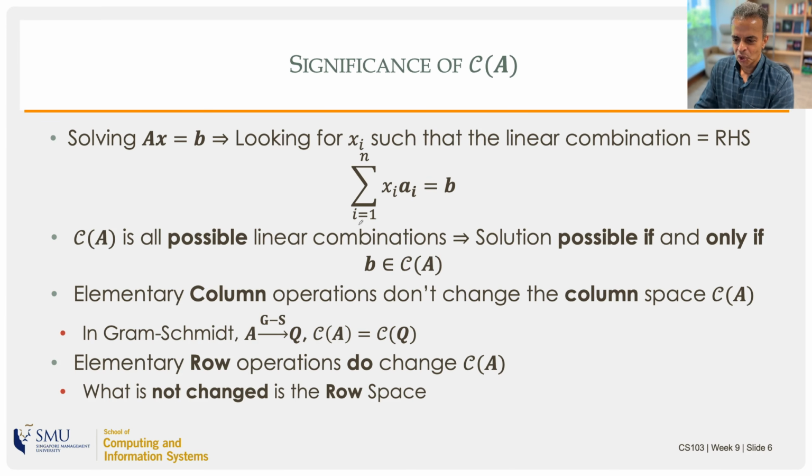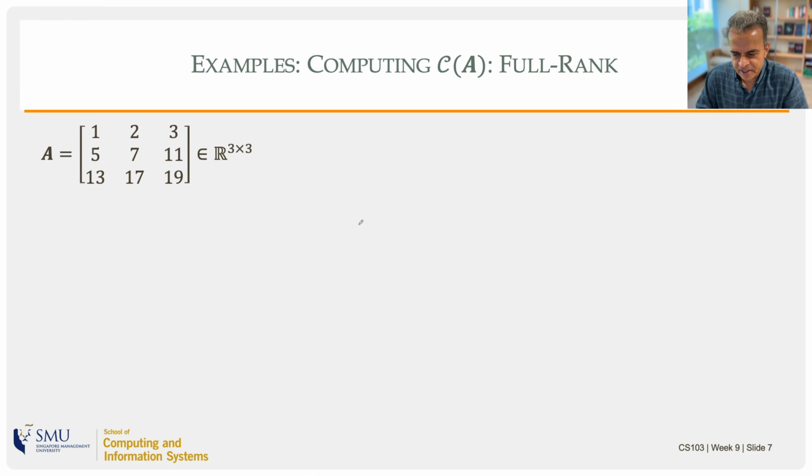Now let's take a look at computing the column space. So this is a matrix here. It's a 3 by 3 matrix. Can you see anything special about the elements of this matrix? 1, 2, 3, 5, 7, 11, 13, 17, and those are all prime numbers. So if you do row operations, you cannot really get rid of any one of the rows, because there's no multiple of one row that will subtract away from another row to become a 0 row. So the rank of this matrix is 3.